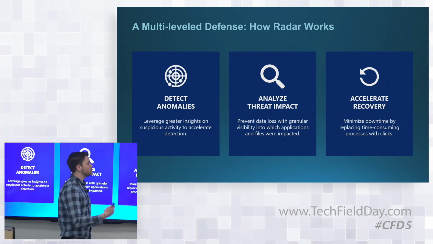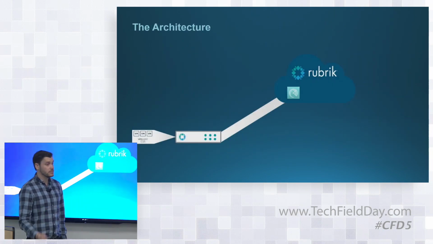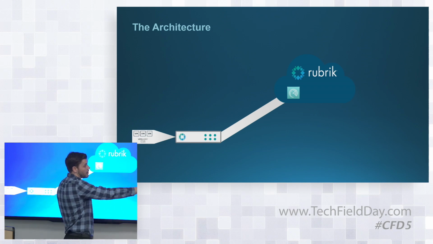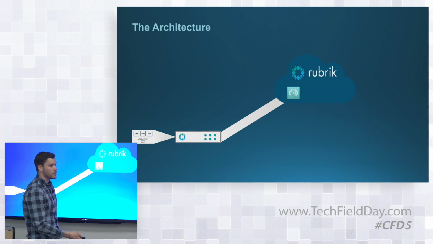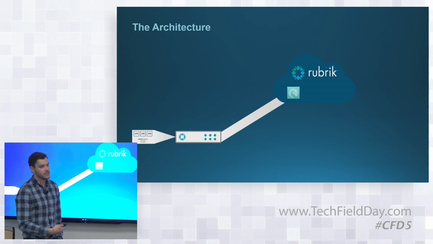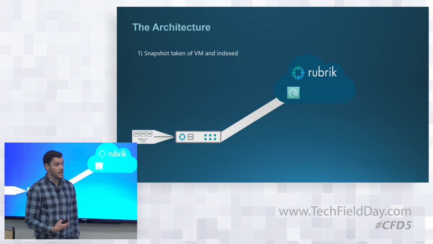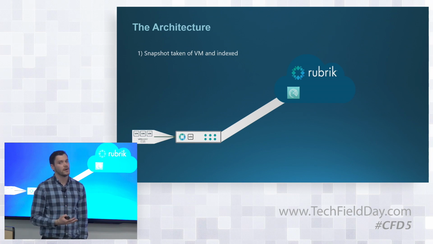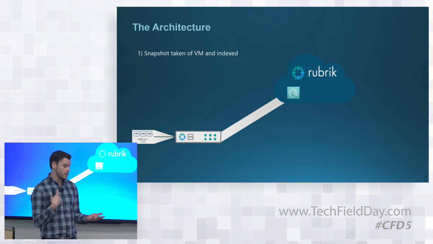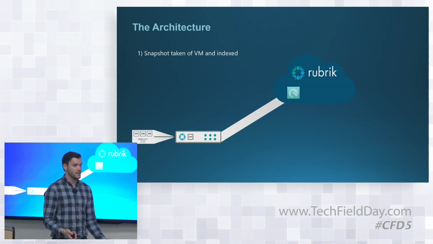So now we'll get into some of the actual technical details. The architecture, what we see here, is you have your Polaris SaaS platform connected to a Rubrik cluster running within a data center that's protecting your VMware environment, for example. The first thing that happens is we take a snapshot of a VM and we subsequently index it. And this has been a part of the process from the very early days, right? This is how we provide our granular file level recovery, global file search, things like that.